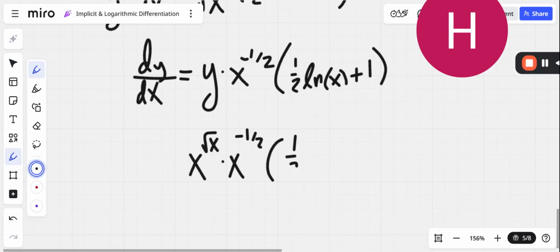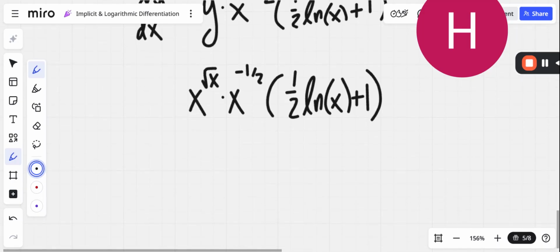Now at this point, you don't even have to write it as that necessarily. Didn't have to simplify it the same way, but I'm just showing you things that can be done. So I would probably write it as x to the square root of x minus 1/2, like put them together because they're being multiplied, so you can combine their powers. Then we have 1/2 ln of x plus 1.